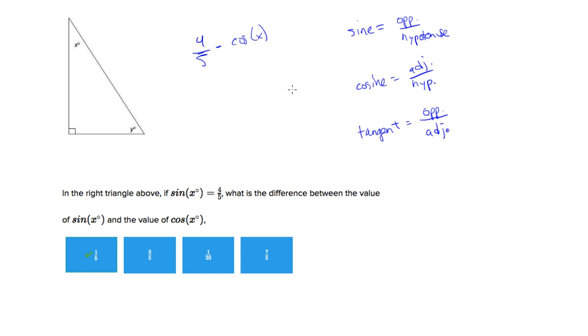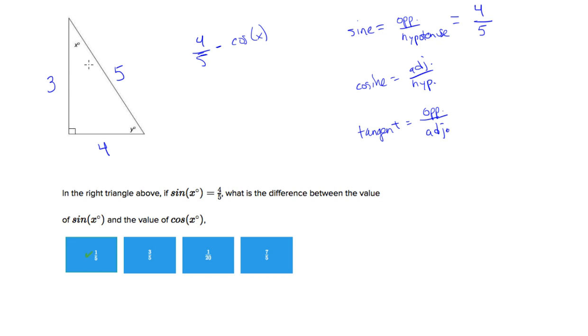So when we're told that sine of x equals 4/5, what they're really telling us is that the length of the side across from angle x is 4 and the hypotenuse is 5. Notice, hopefully, that this is a special right triangle. It follows the Pythagorean triples in a 3, 4, 5. It's not drawn to scale, don't worry about that. But we know that that has to be a length of 3.